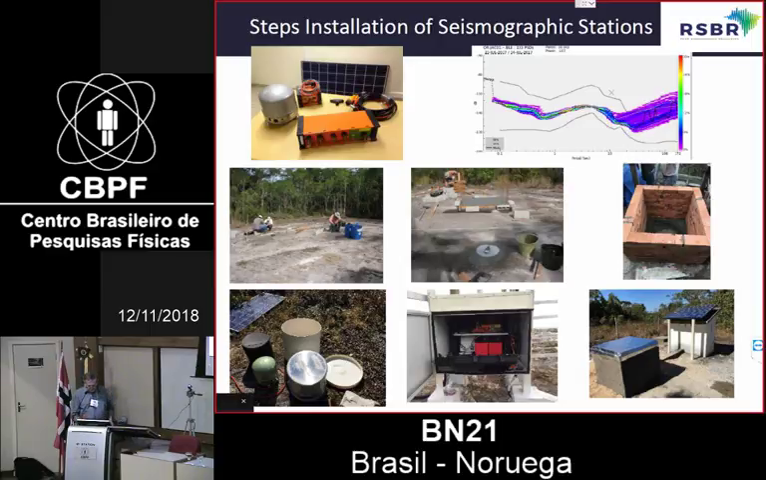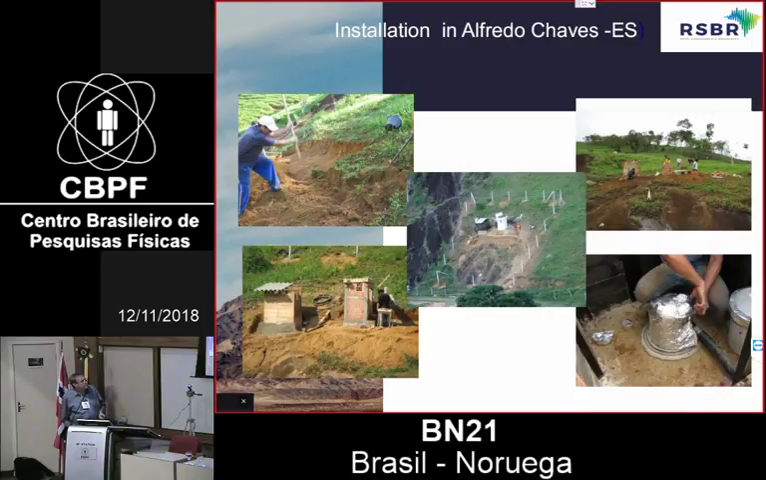So there is some construction work in there, and I don't need to go through this, but it is a lot of work to get one station in working condition. You try to have some thermal isolation to protect against temperature, which is a big problem.